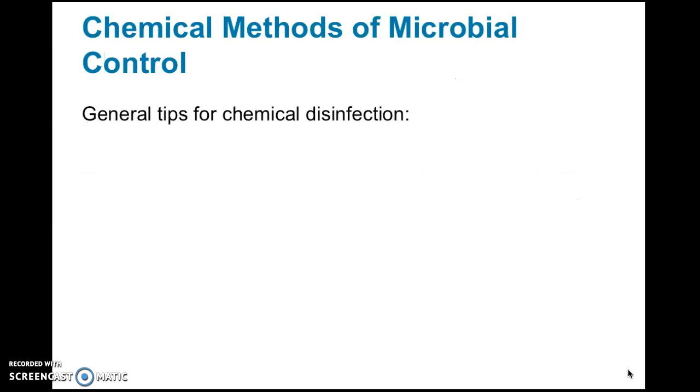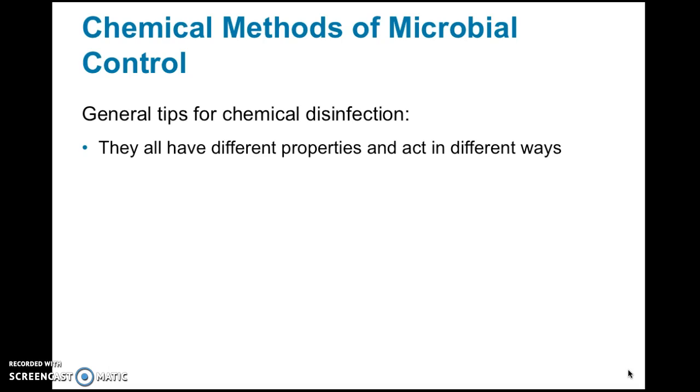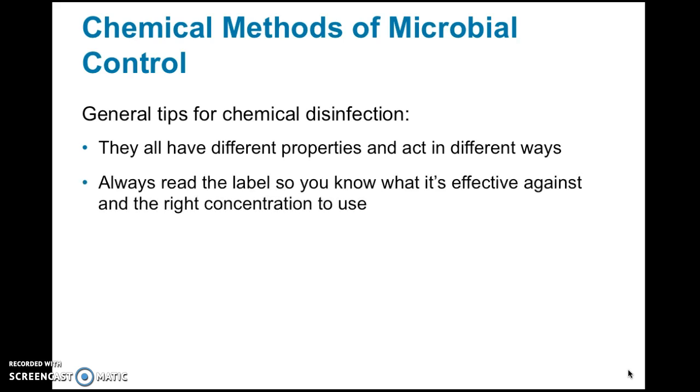So let's look at some other general tips. Each of these groups of chemicals have different properties and act in different ways. No 2 chemical disinfectants are exactly the same. It's important that you read the label of the exact one that you're using so you know what it's effective against. Is it for bacteria? Is it for only certain types of bacteria or certain viruses? And the right concentration to use.